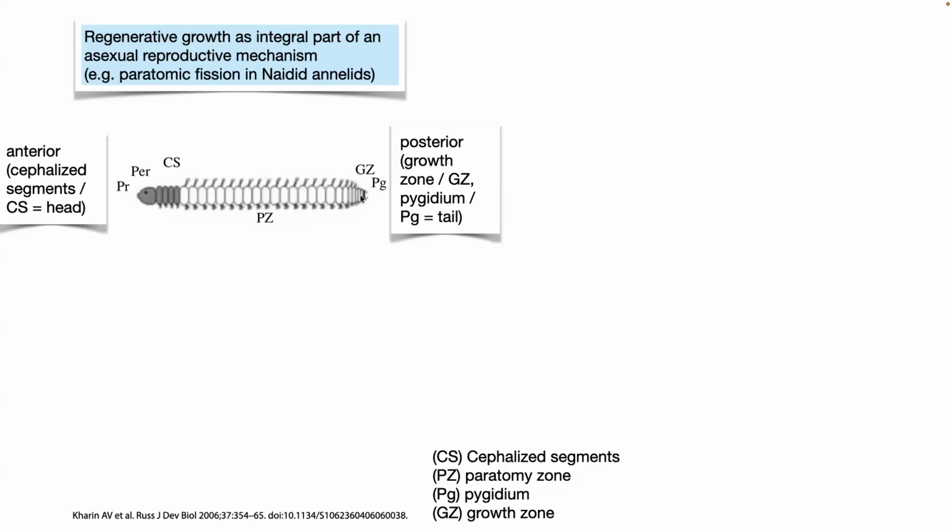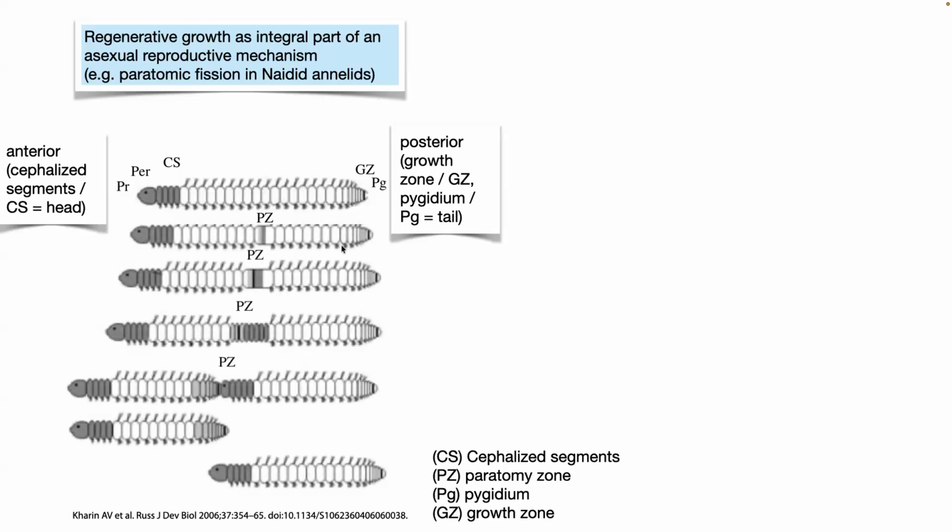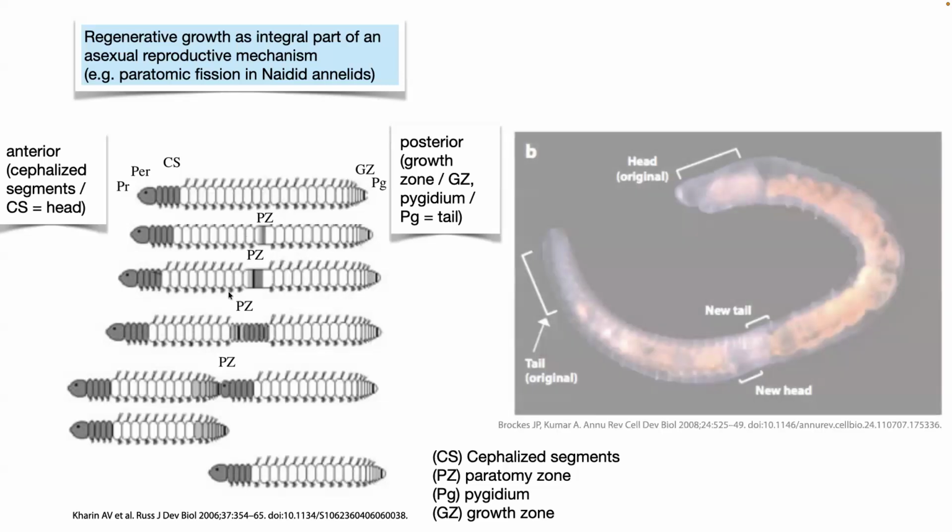But in these nidid annelids, there is a phenomenon where the annelids can also, in the center of their axis, start forming a new proliferative zone. And from this zone, you start forming another set of cephalized segments. So a new head is forming in the center of this body axis. And then at some point, a new tail is forming in the anterior part of this animal. And then at some point, they separate from each other. And out of one animal, you've generated two.